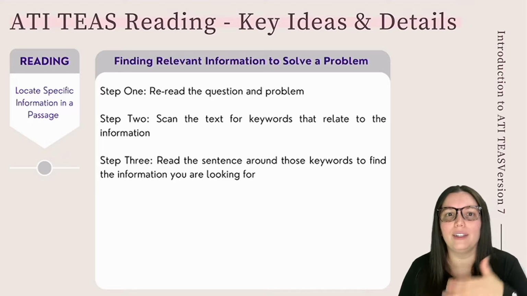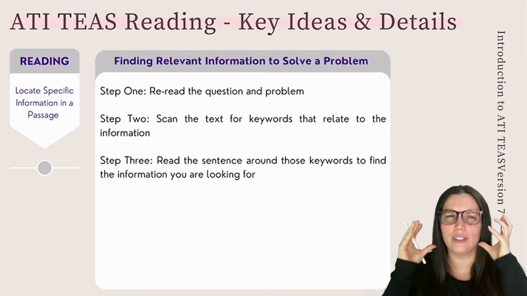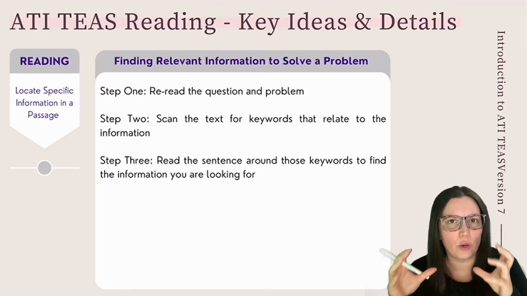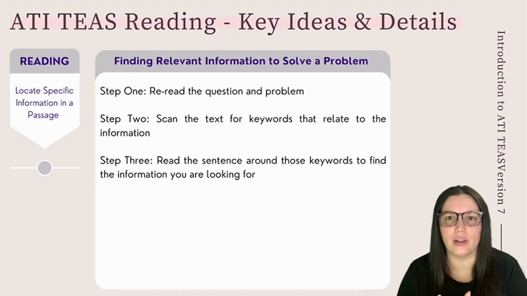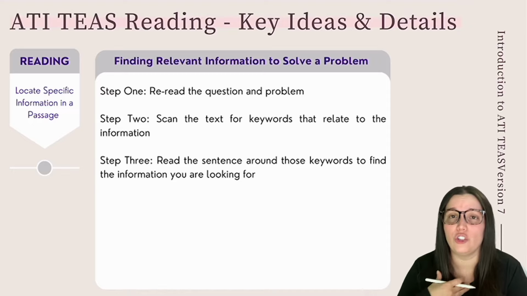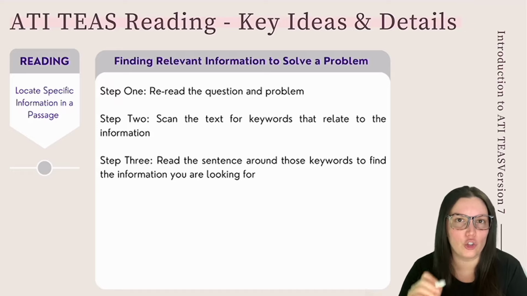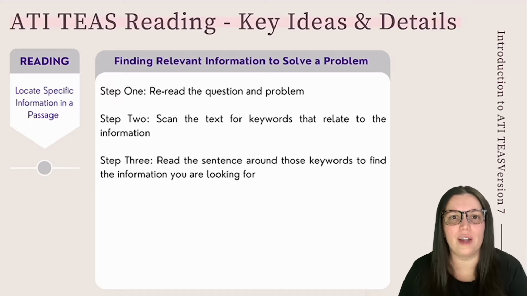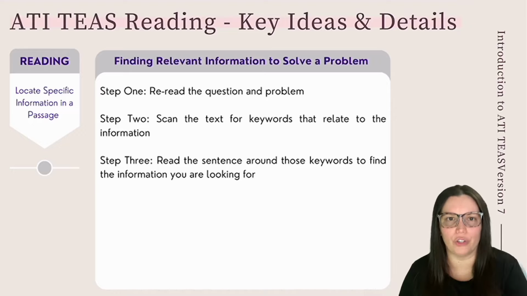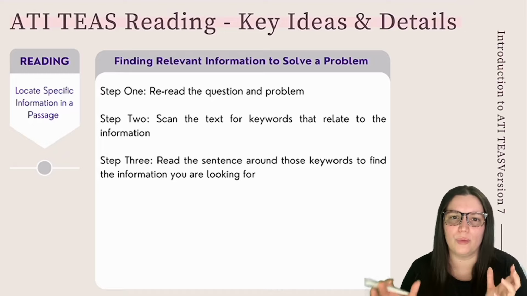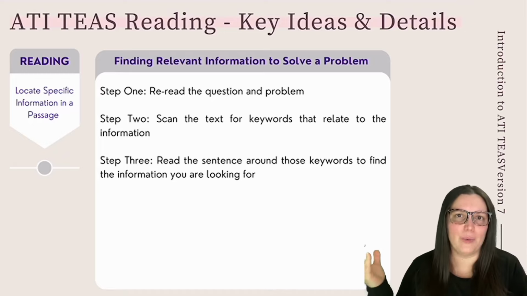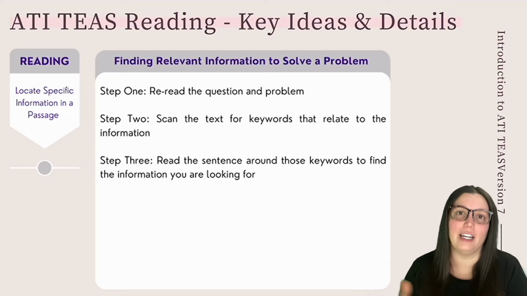First, you should reread the question or problem to make sure that you understand what information the question is looking for. So ask yourself, what problem am I trying to solve, or what decision am I attempting to make? Then, scan the text for keywords that are related to the information that you were looking for. Once you have found the keywords, read the sentences around those keywords to find information that you're looking for. If you're still having trouble finding that information, at that point I would try reading the passage in its entirety.